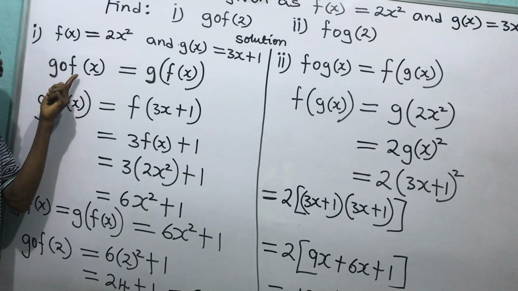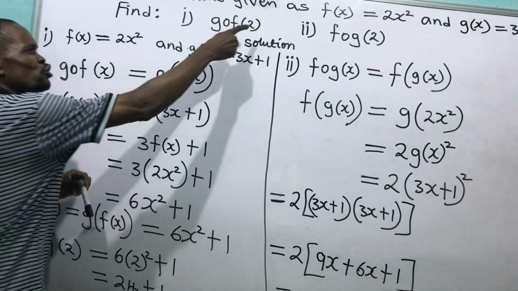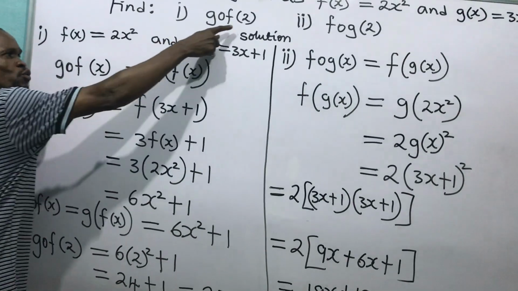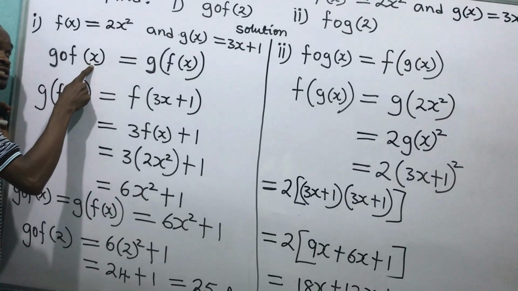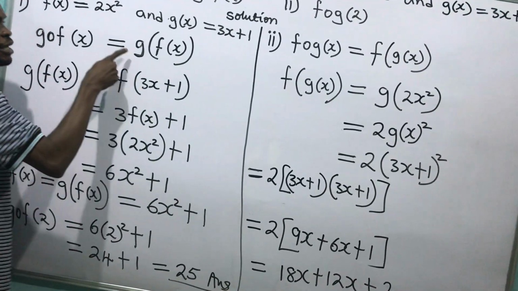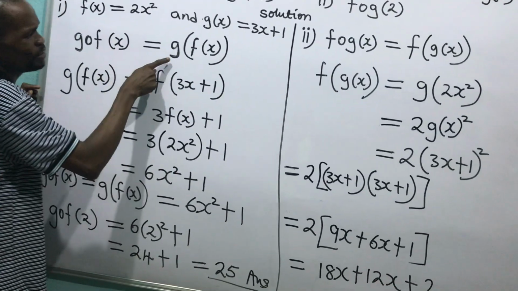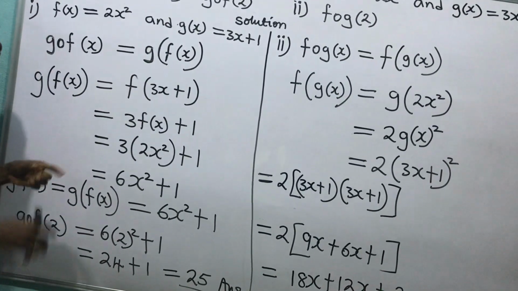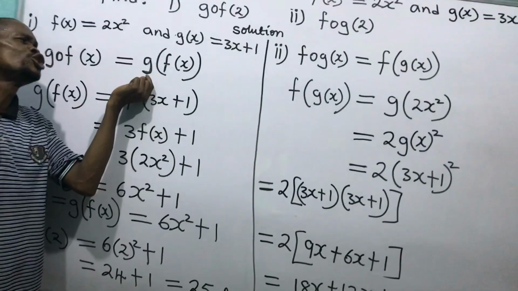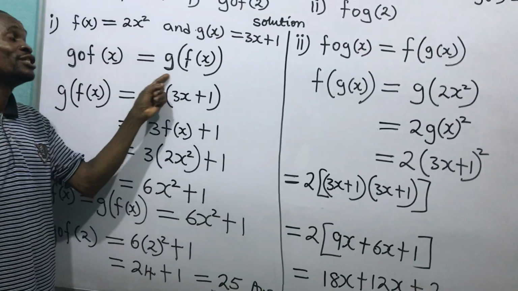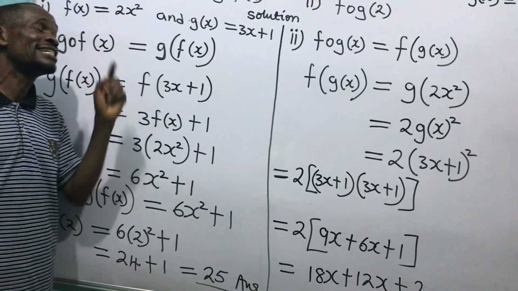Then look at what they give me: g of f of x. These two, I have to represent with x first. I said g of f of x equals what? This simply means g into f of x. Then what will I do? I will first execute g. That's the first thing I'm going to do.